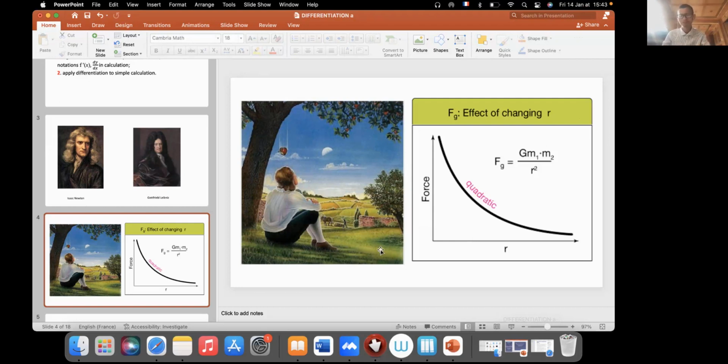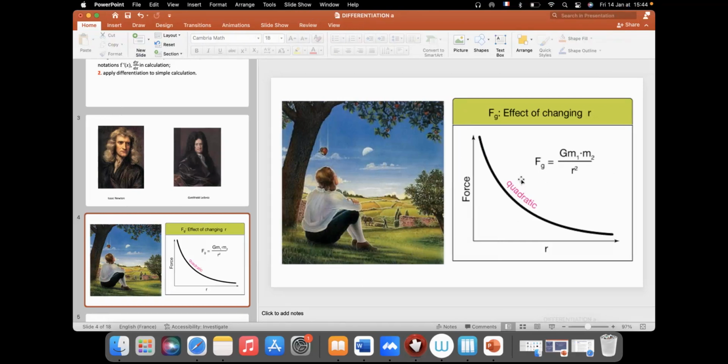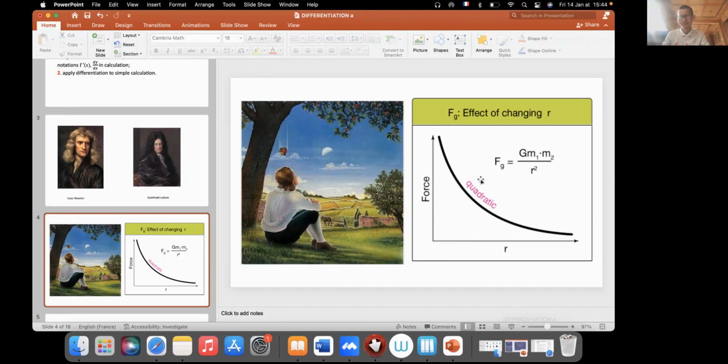This curiosity kicked off Newton's physics exploration. After many years of arduous study, he discovered a groundbreaking law in physics, that is the universal law of gravitation, which says that the gravitational force between two objects is in inverse proportion to the square of the distance between the two objects in question. It can be represented in a coordinate system like this.